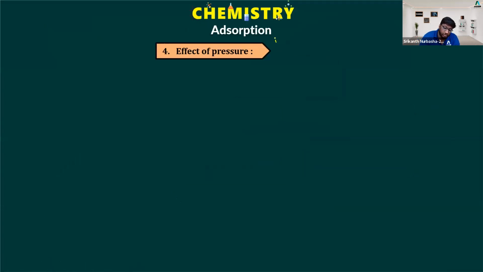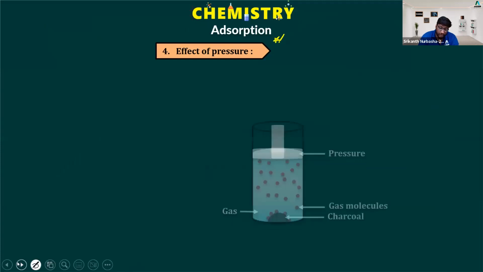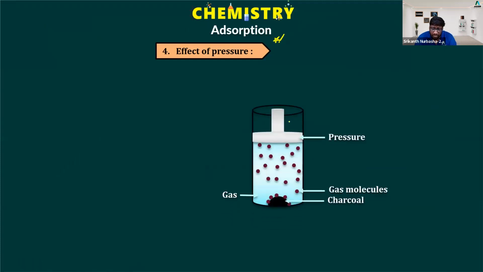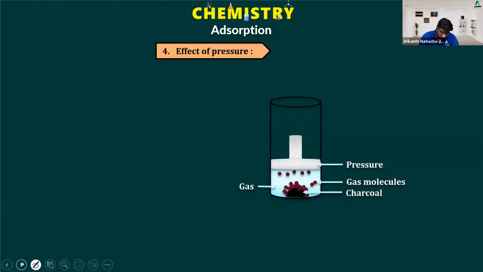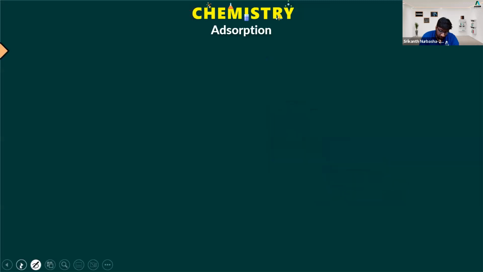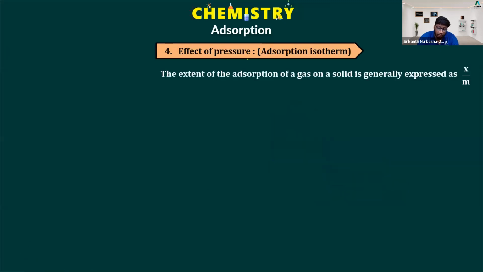Now the next is the effect of pressure. What happens if it's a gaseous reaction, where the gaseous species are there above the adsorbent? If I apply more pressure from the top, obviously, the more the pressure, the more the extent of adsorption. And with this effect of pressure, we have two isotherms: the Freundlich adsorption isotherm and the Langmuir adsorption isotherm.